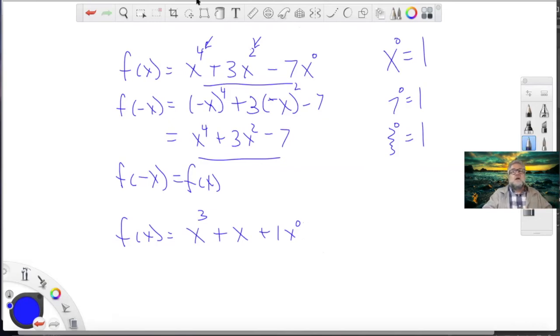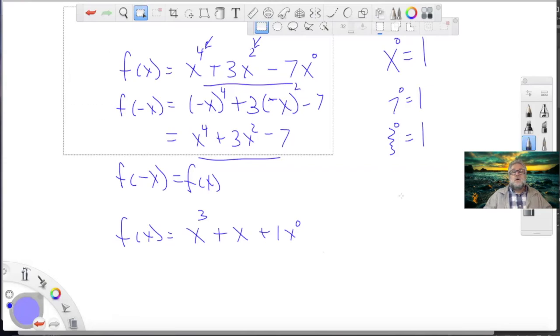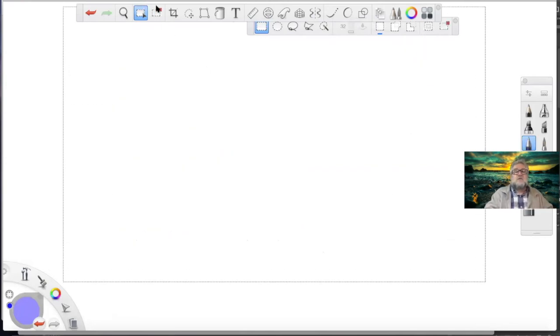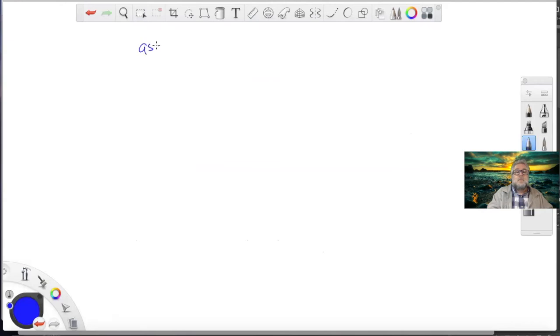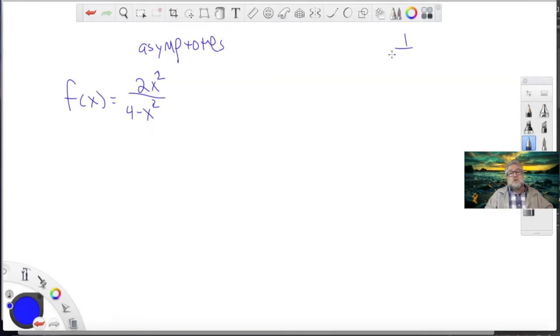Okay. Now, let's talk about asymptotes again. You're going to have to take a function and find the asymptotes and state where they are. So f of x equals 2x squared over 4 minus x squared. Asymptotes occur when you divide by 0. Okay? So if I want to know where the asymptotes are, I first look, can I factor anything here?